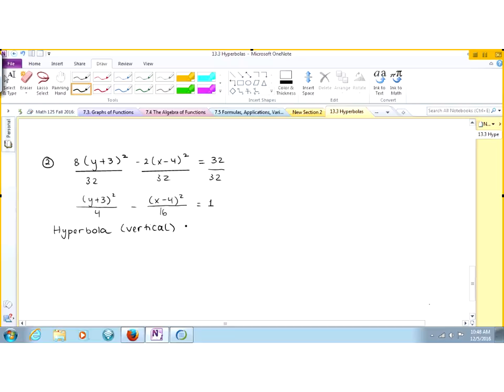Why is it vertical? Yeah, because y squared, right? Y squared has a positive coefficient. Yes. Y squared has a positive coefficient. Is it? Yes. So what is the center of this hyperbola? Be careful. What is the center?